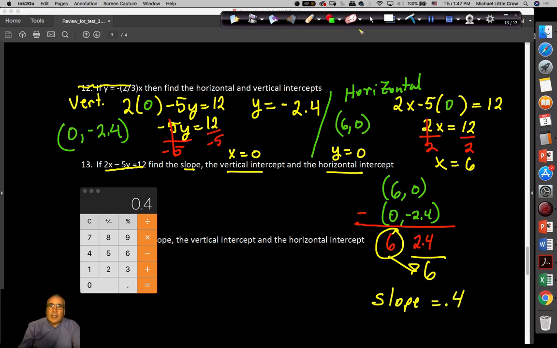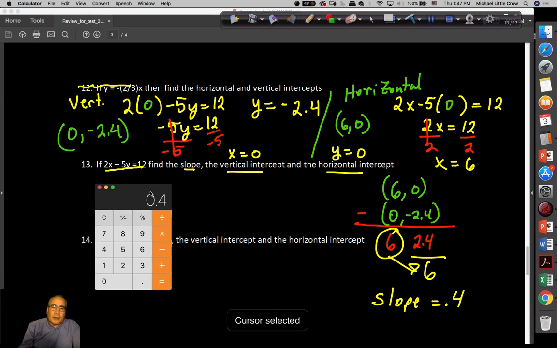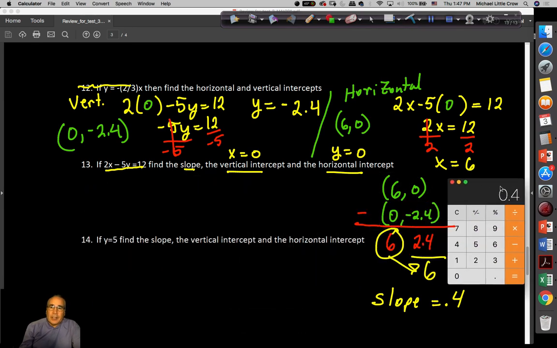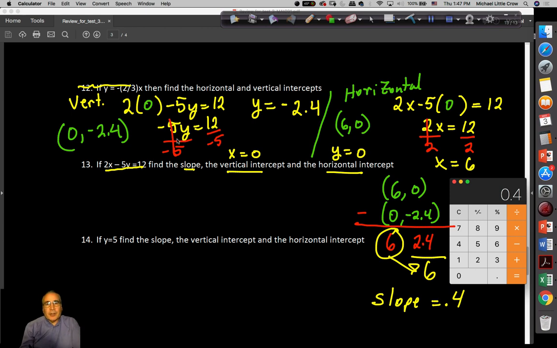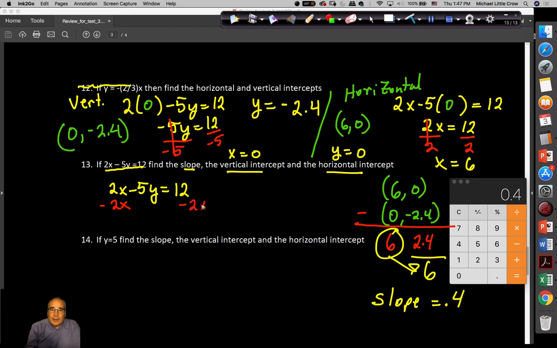I'll show you the other way to get at the slope from the equation itself, and you'll see it ends up being the same, but I want to show you the 2 different ways, and if you don't want to see it you can always fast forward. But we take the equation we started with and we're going to solve it for y. So we start off with 2x minus 5y equals 12. We're going to subtract 2x from both sides so that we can get y by itself.